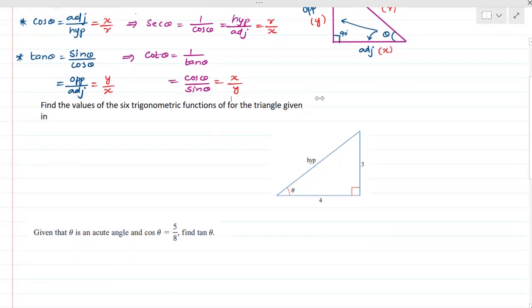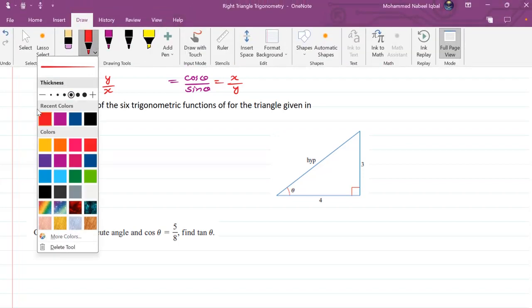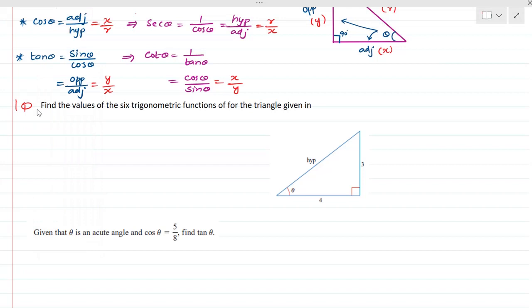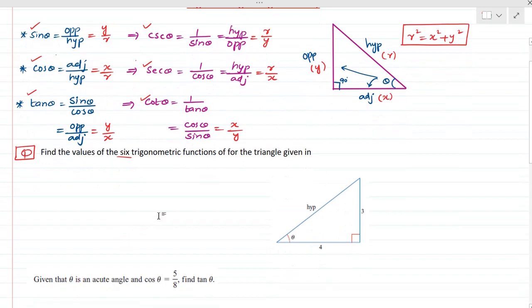Now let us start with the first problem. The question is: find the values of the six trigonometry functions for the given triangle. So this is question number one. Here we want to calculate all six trigonometry functions: 1, 2, 3, 4, 5, 6. So you have to calculate all six trigonometry functions of the triangle. The triangle is given in the question.